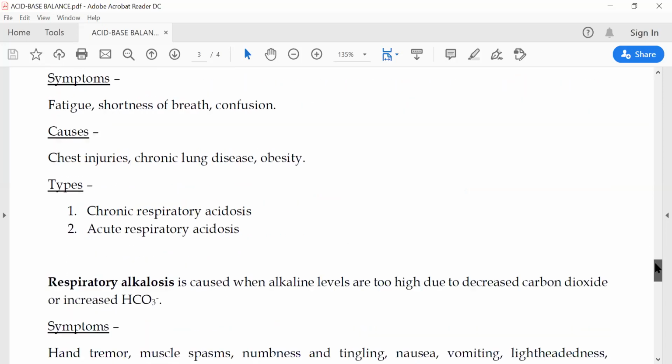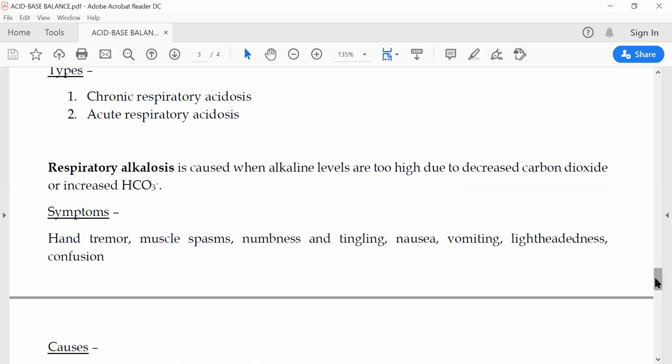All right. Now, there are two types of respiratory acidosis. One is chronic respiratory acidosis, another one is acute respiratory acidosis. Now, what is respiratory alkalosis? It is caused when the alkaline levels are too high in the blood. And when is it going to happen? When the level of carbon dioxide is very low.